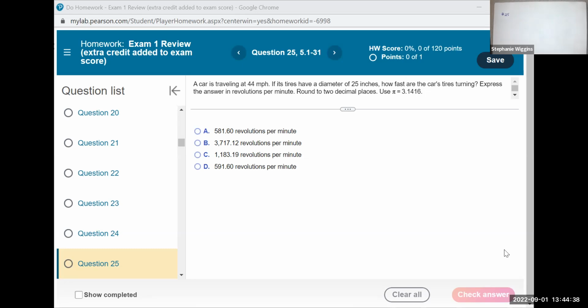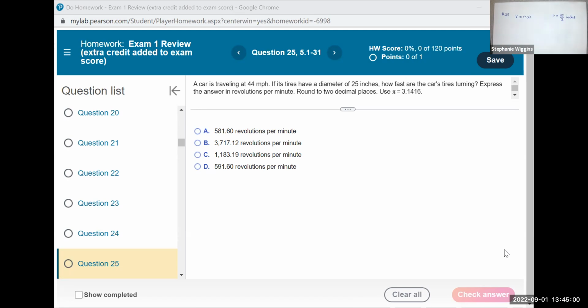Okay, so the formula that we want to use here is velocity equals the radius times the angular speed. And the radius is given to us. It says diameter is 25 inches, and that just means that your radius is 25 halves inches.